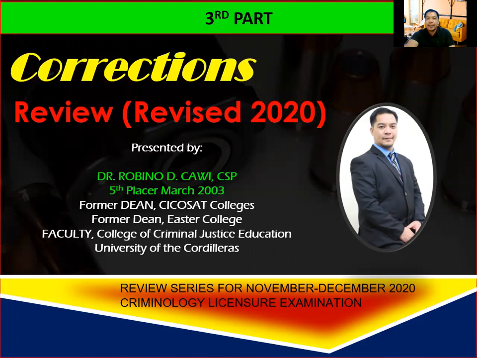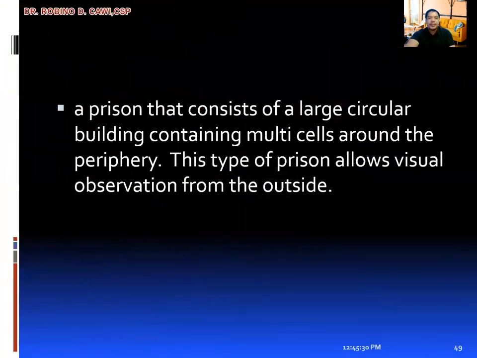So we have here a question. It is a prison that consists of a large circular building containing multi-cells around its periphery. This type of prison allows visual observation from the outside. This particular design for a prison was conceptualized by no less than Jeremy Bentham. The idea here is that the prison guards will be staying inside as well as outside because they have a complete vision of what is happening inside the individual cells of the inmates.